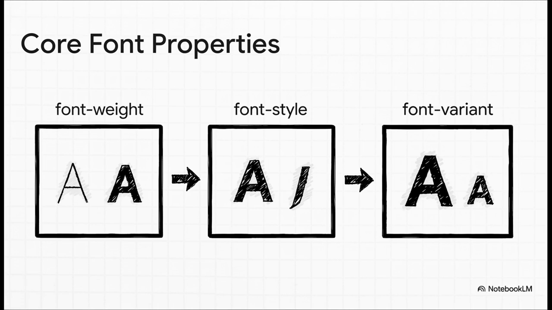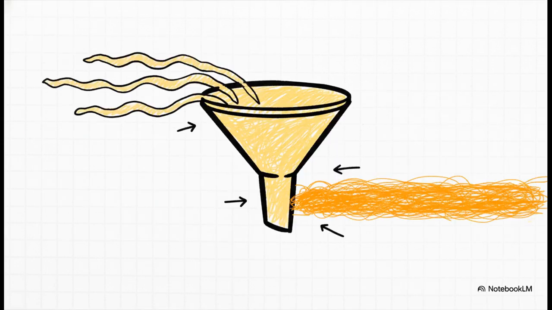All right, let's quickly run through 3 more foundational properties. Font-weight handles the boldness, usually with numbers where 400 is normal and 700 is bold. Font-style lets us do things like italic, and font-variant can create cool effects like small caps for a unique stylistic touch.